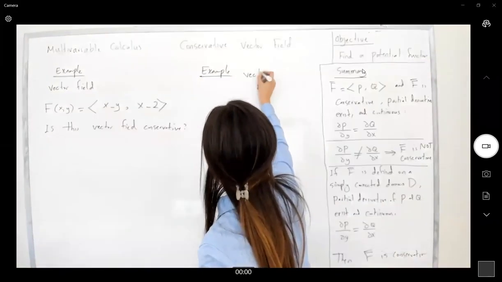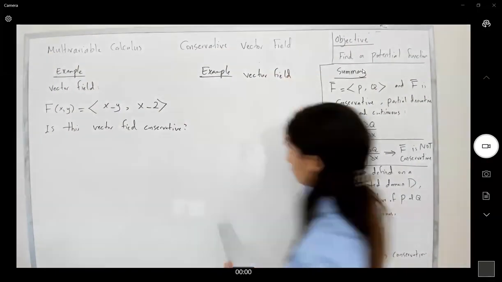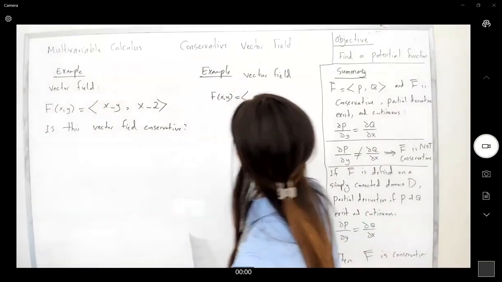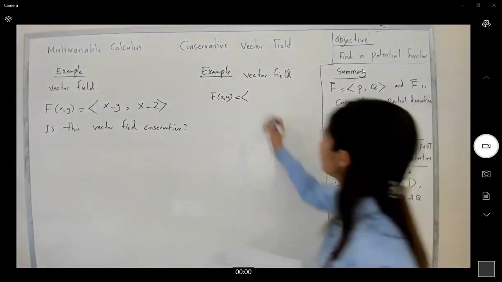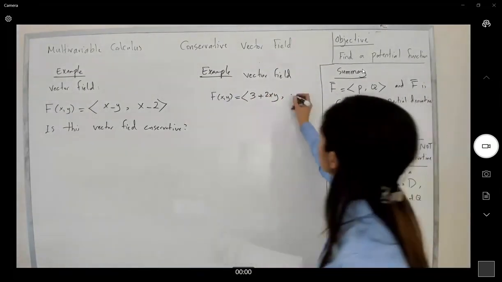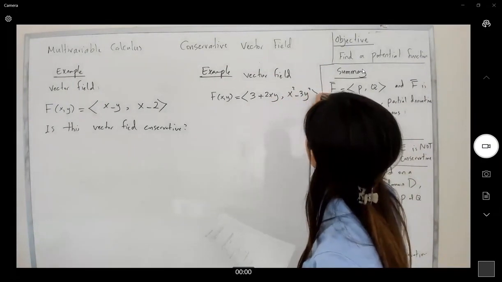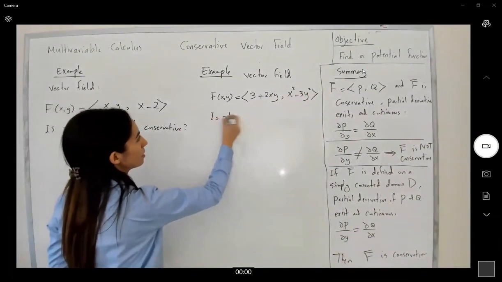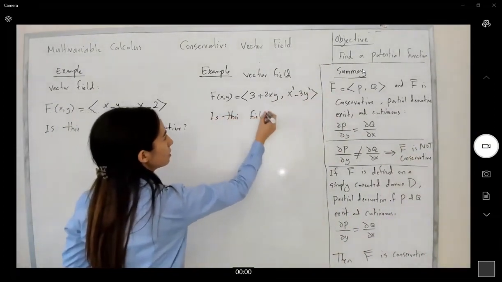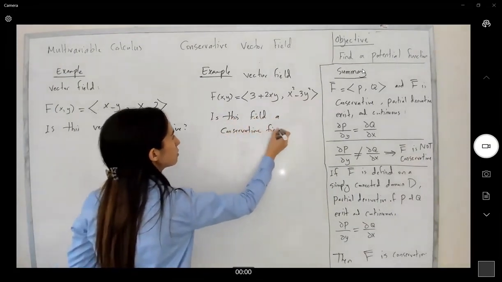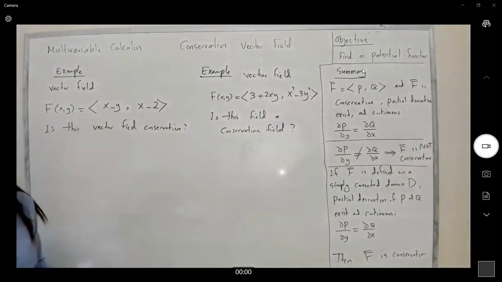And the second example is, let you have another vector field, which is given as F of x and y equals 3 plus 2xy, comma, x squared minus 3y squared. And it says, is this field a conservative field?